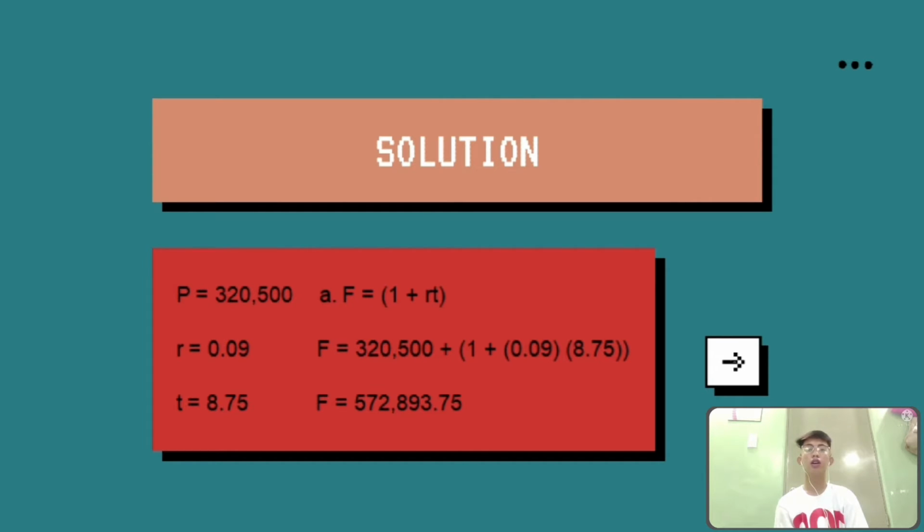Since the missing value in our problem is the maturity value or F, we will use the formula F is equal to principal quantity plus 1 rate times time. Next, let us substitute the given information to our formula. 320,500 quantity of 1 plus 0.09 times 8.75.